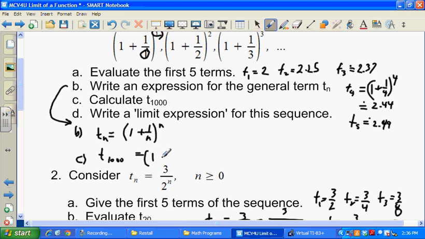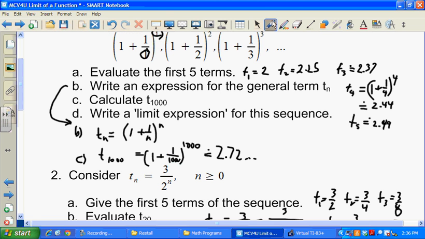That's the general term. Then it says calculate T of 1,000, which is a way out there term, to the exponent 1,000, and you get a value that's very, very close to 2.72, and lots of decimals, right? Blah, blah, blah, blah. It says write a limit expression for this.